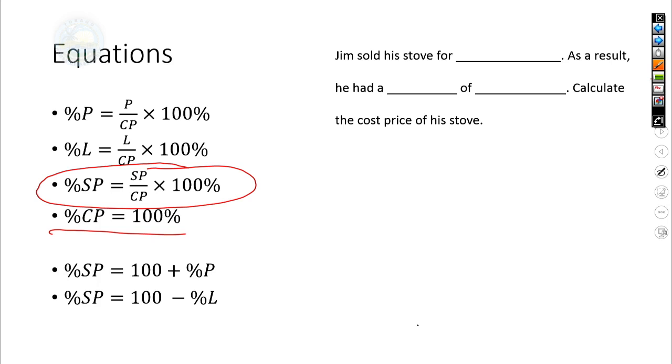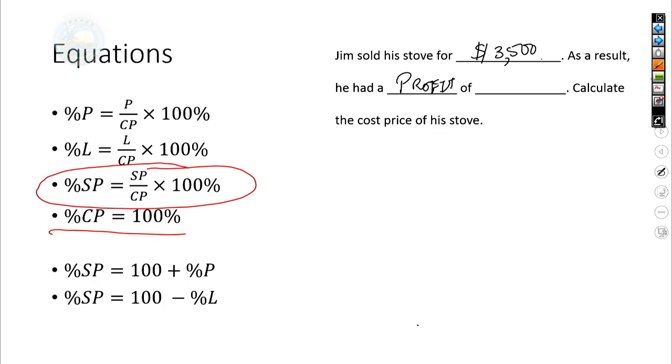So Jim sold his stove for some amount of money, and as a result, he had a profit of some amount. Calculate the cost price of his stove. Well, so let's say Jim is selling a stove. Jim is selling a nice stove, and let's say he's selling a stove for $3,500. Yeah. And as a result of selling it for that price, let's say Jim was wise, so he made a profit.